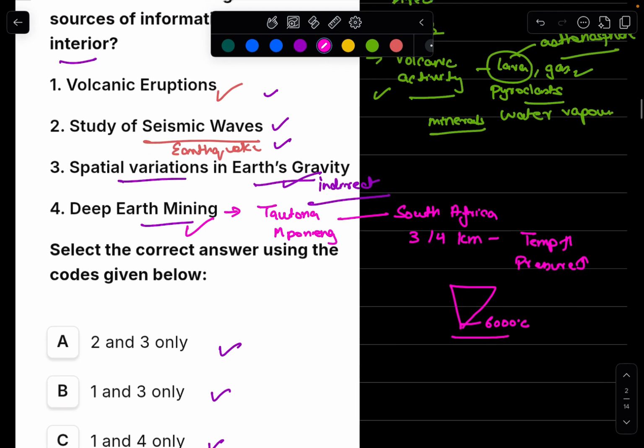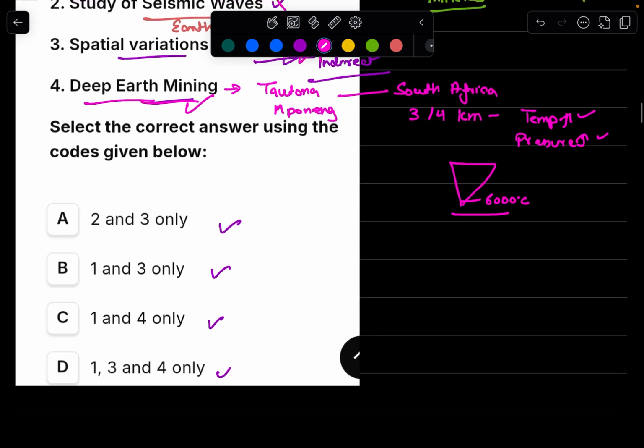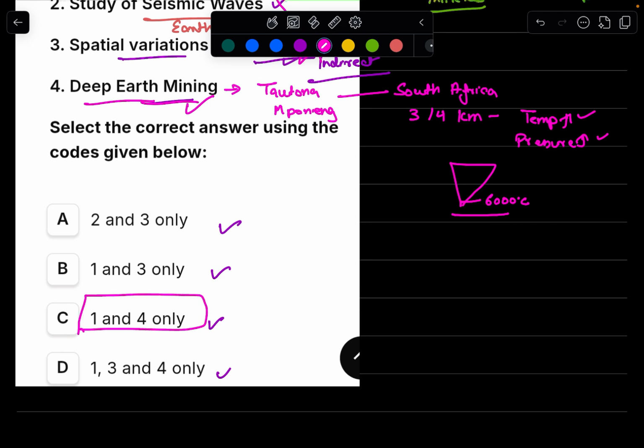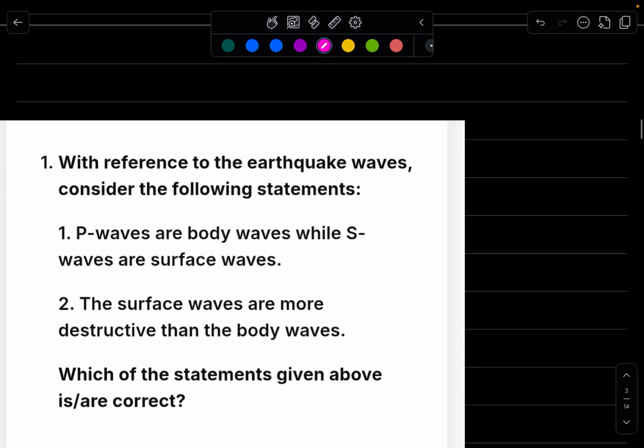So once we talk about volcanic eruption, yes. Study of seismic activities, no. Spatial variation in Earth's gravity, no. But yes, deep earth mining is a direct source of information. However, the temperature and the pressure increase that is related to it is an indirect source. But deep earth mining and volcanic eruptions do stand the test of time. So yes, 1 and 4 is going to be the correct answer. This one is the correct answer. Those of you who have answered it correctly, very good. Those who have not, don't worry, I will help you.